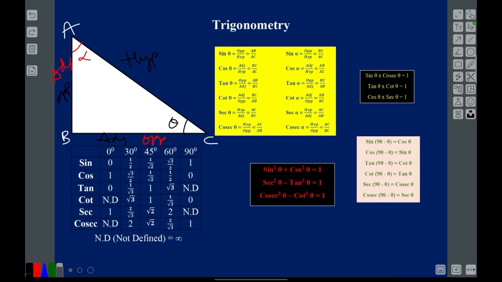Here I have something for you. You can just take a screenshot of it. With these formulas, you can solve any problems. This is what I explained in the last class. So if you know this, then that's fine. If you don't know, please have a look.